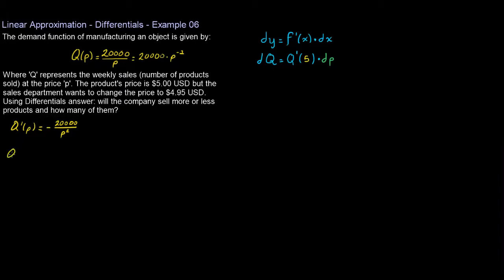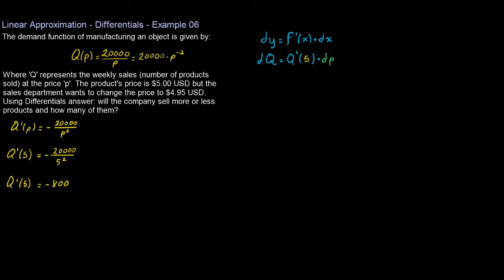Now let's find Q prime of 5. It's going to be negative 20,000 over, in this case, 5 squared. So this Q prime of 5 will be negative 800. So we got along with this part. This is Q prime of 5.